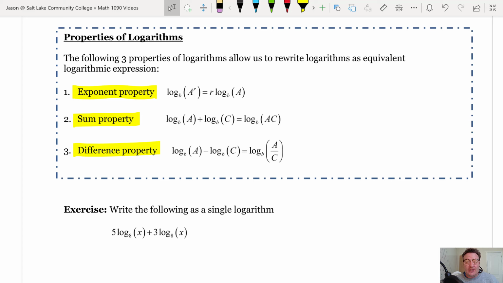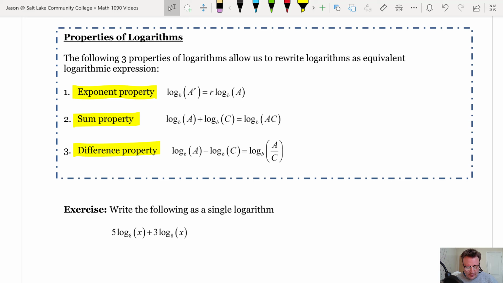Okay, this is section 5.2, Logarithmic Functions, Part 2. We have here three new properties of logarithms. Okay, we're going to use these a lot when solving equations involving exponentials and logarithms.